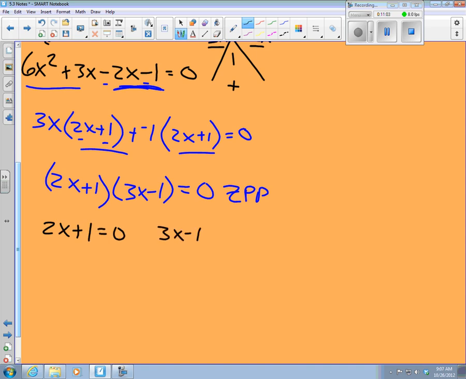2x plus 1 equals 0, and 3x minus 1 equals 0. That's your zero product property right there, setting both factors equal to 0. And then just solving. You could probably do this in your head.